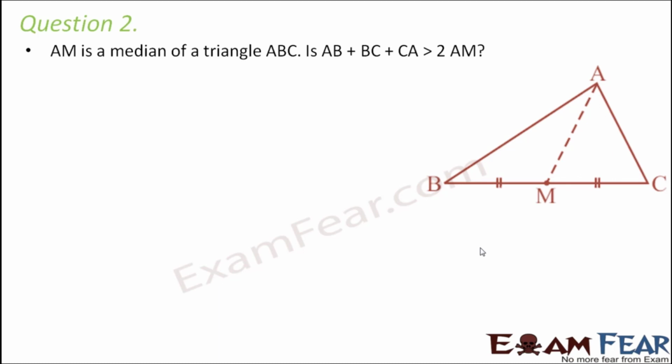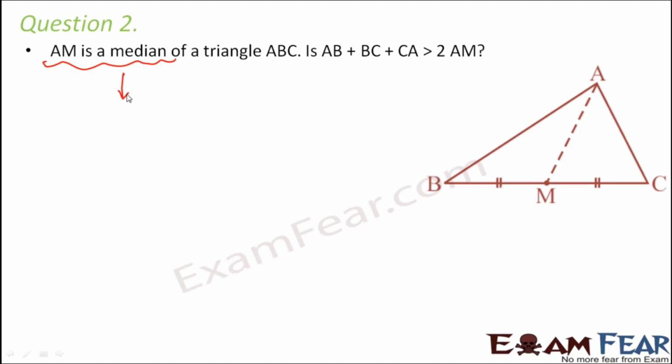AM is the median of a triangle ABC. So we have to tell, is AB plus BC plus CA, that is sum of the three sides, greater than 2AM? So sum of the three sides greater than twice the length of the median. Is this true or not? So let us try to prove whether it is true or false. So what do we know about median? Now what is AM? AM is a median. And what does a median do?